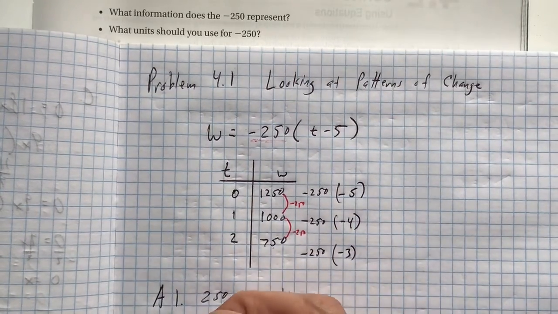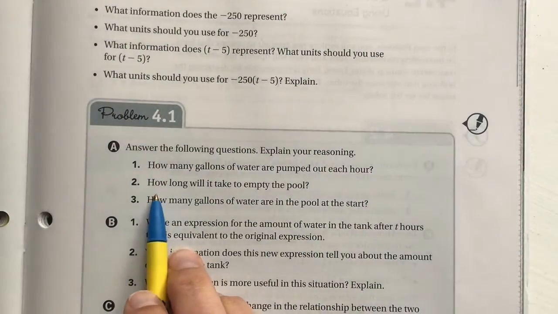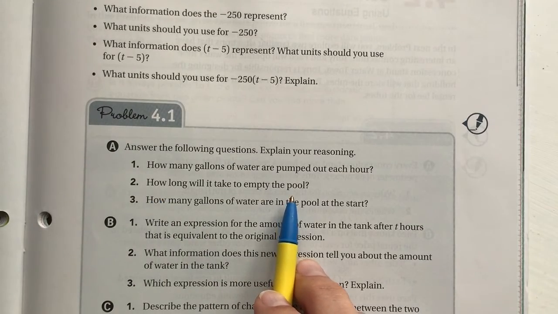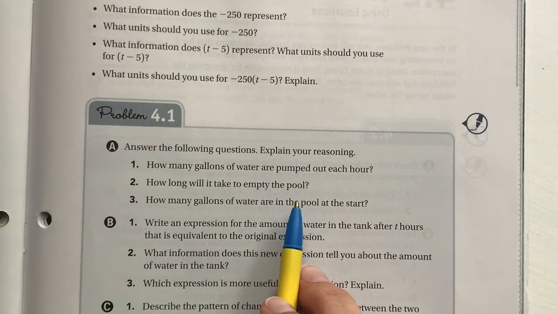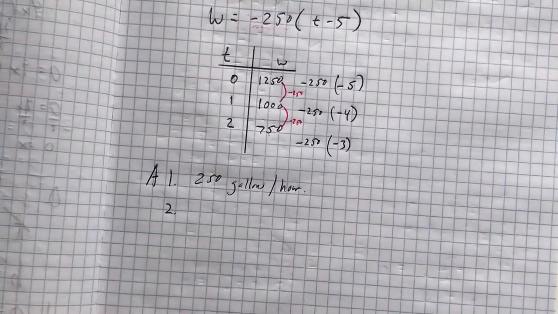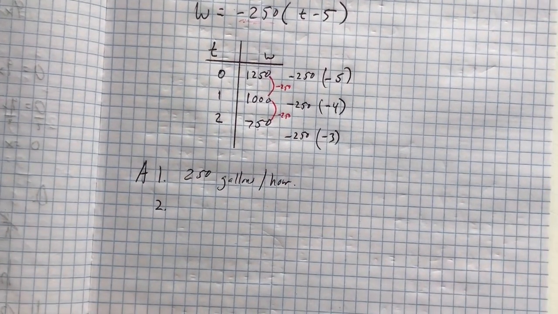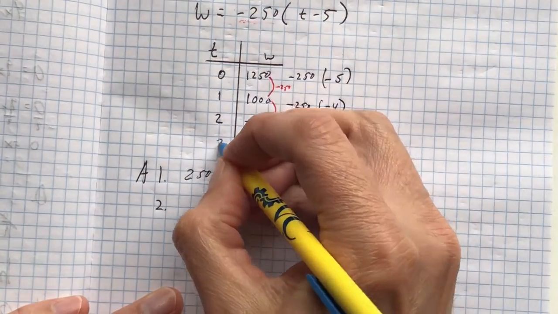Okay. All right, number 2. How long will it take to empty the pool? We didn't get that far, did we? How about we take a look at that one here? So I ran out of room. I shouldn't have put that on there. But let's see if I put a 3 in here.